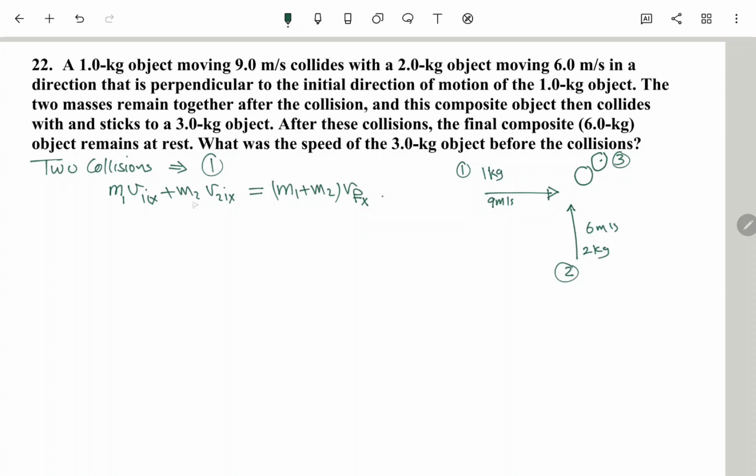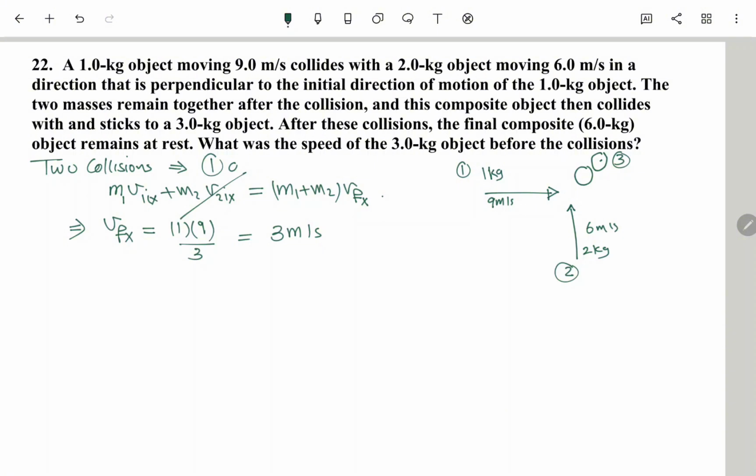Now the second object, which is this one here, has no X component for the speed, and from this one here, the final X equals 1 times 9 divided by 3, or equal to 3 meters per second.